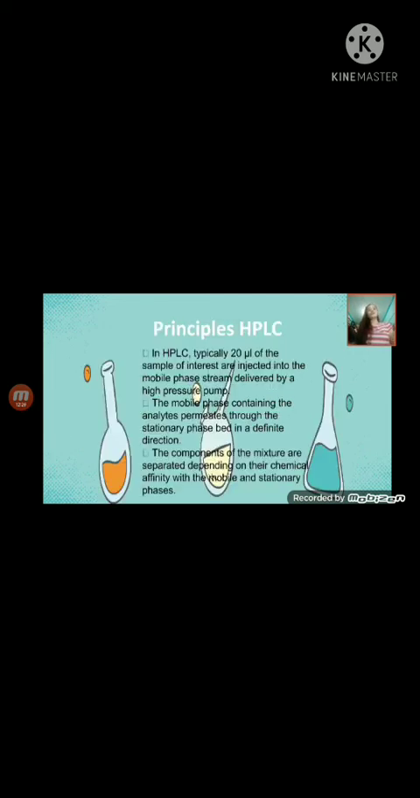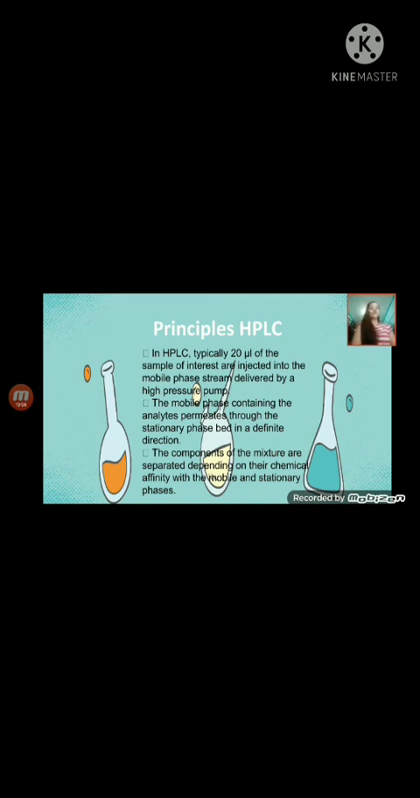So let's proceed to the principles of HPLC. But before that, HPLC is from the words high performance liquid chromatography. It is also the instrument used to conduct the chromatography.